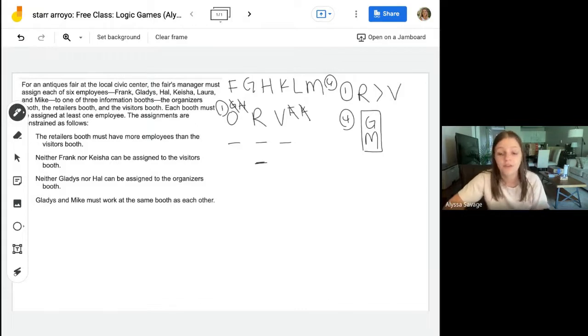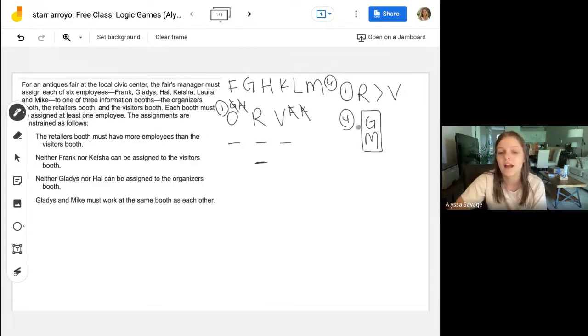Yeah. Another good place to start because you kind of know two things about one variable as opposed to, like, L, we know nothing about L. So if I know two things about this variable, it's a good place to start. So if G can't go into O, it goes into V. It could go into V, could go into R.